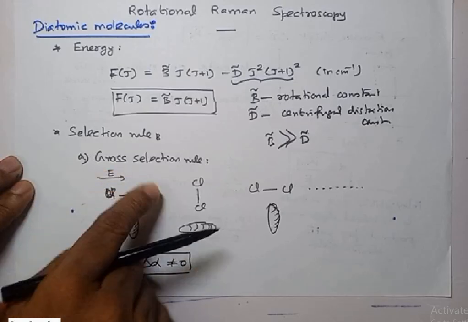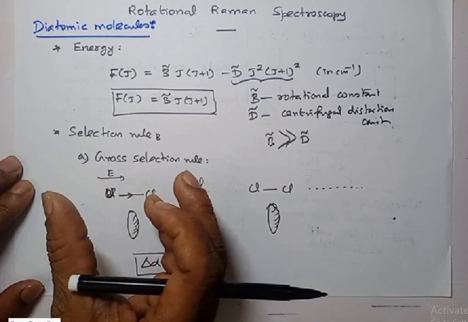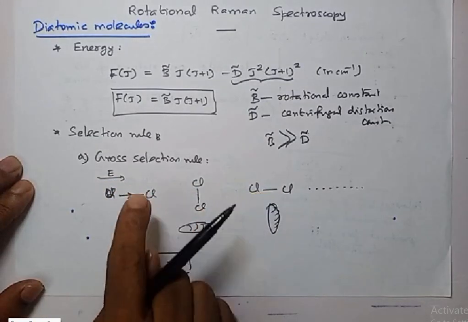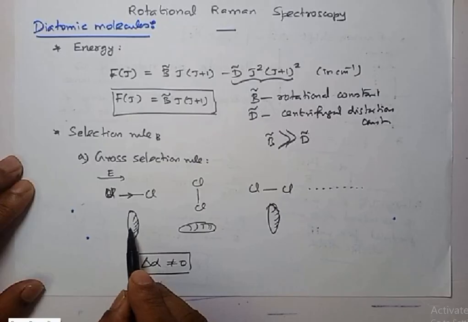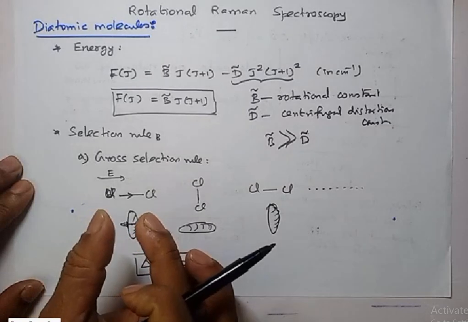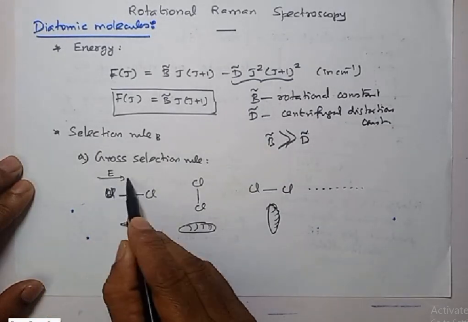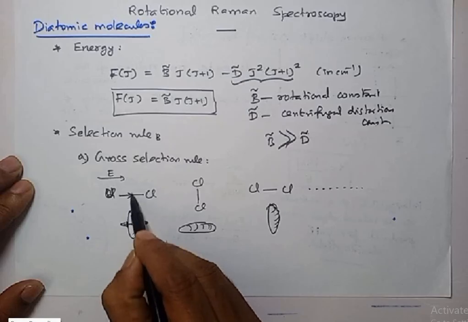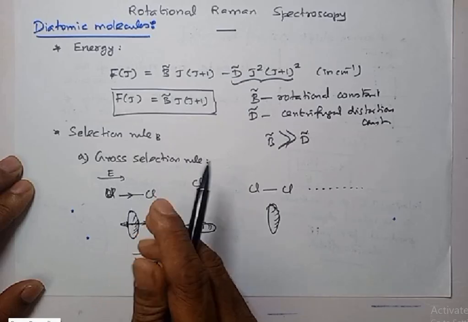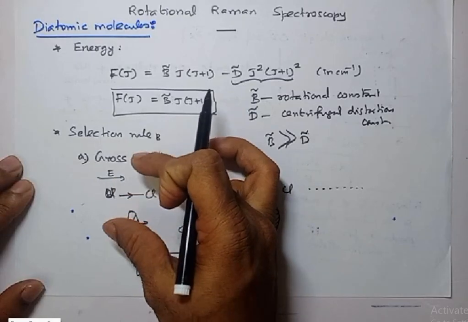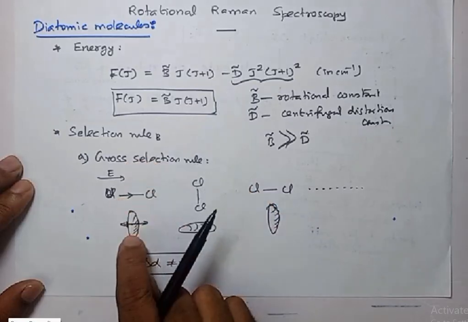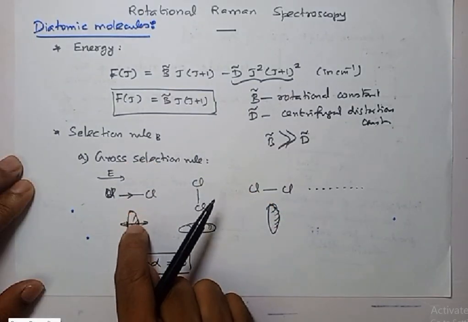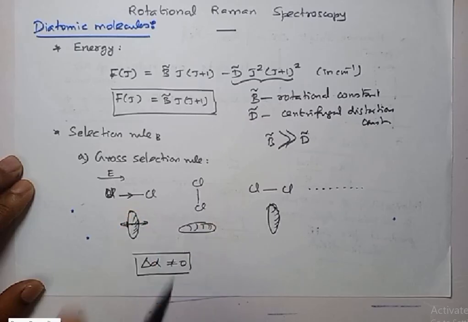Along the bond axis, it is quite easy to polarize. So polarizability is more along the bond axis. Polarizability more means the distance should be small. So along this direction, the distance should be small. Whereas in the perpendicular direction, it is difficult to polarize the molecule. Therefore, polarizability in the perpendicular direction is small, and the distance will have a larger value here.